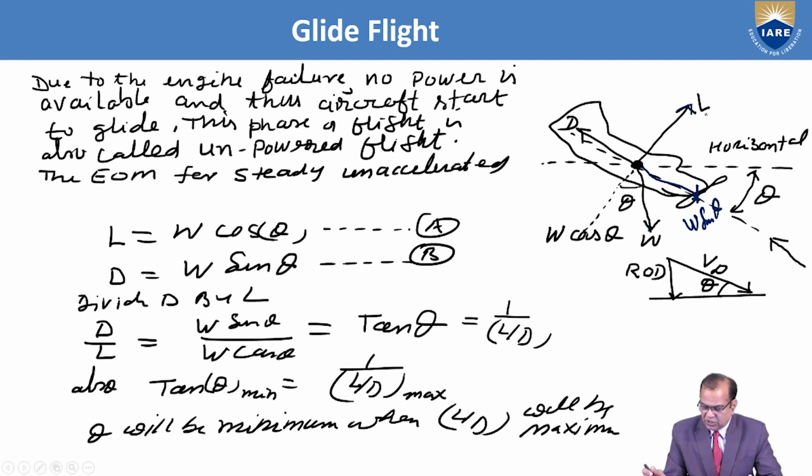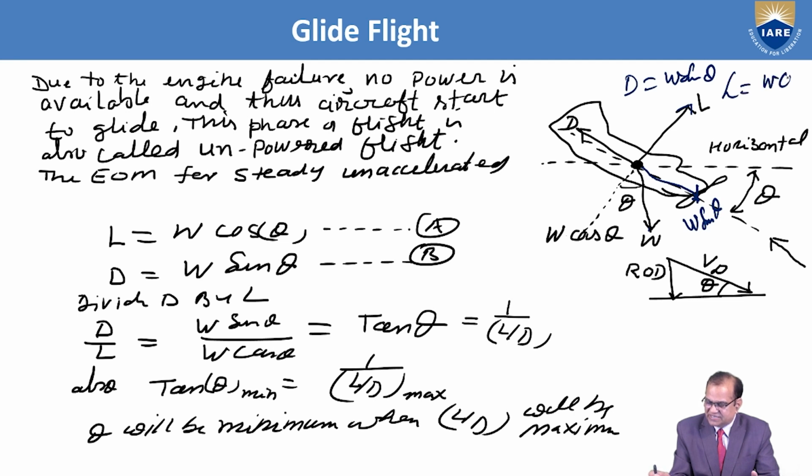So these are the two equations for the glide flight. Due to the engine failure, no power is available and thus the aircraft starts to glide. This phase of flight is also called the unpowered flight. The equations of motion for the steady unaccelerated flight are: D is equal to W sin theta and L is equal to W cos theta.